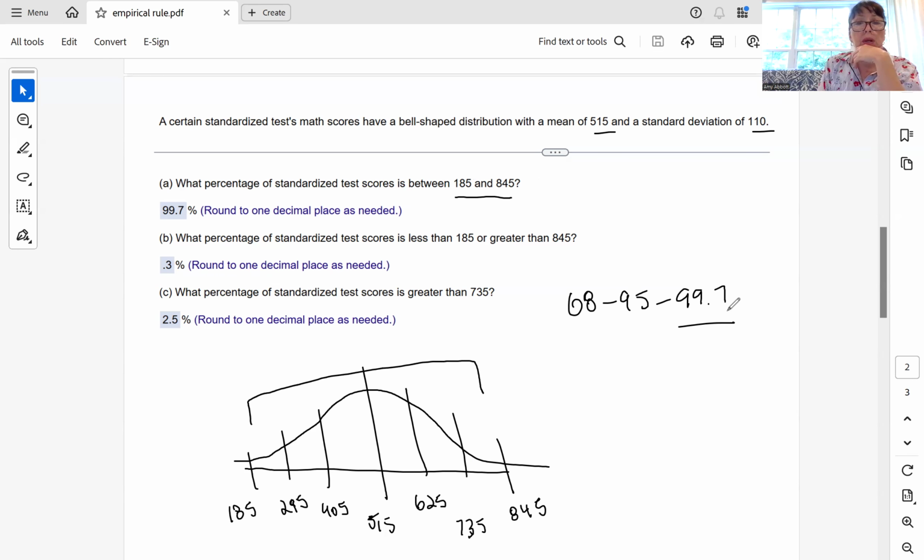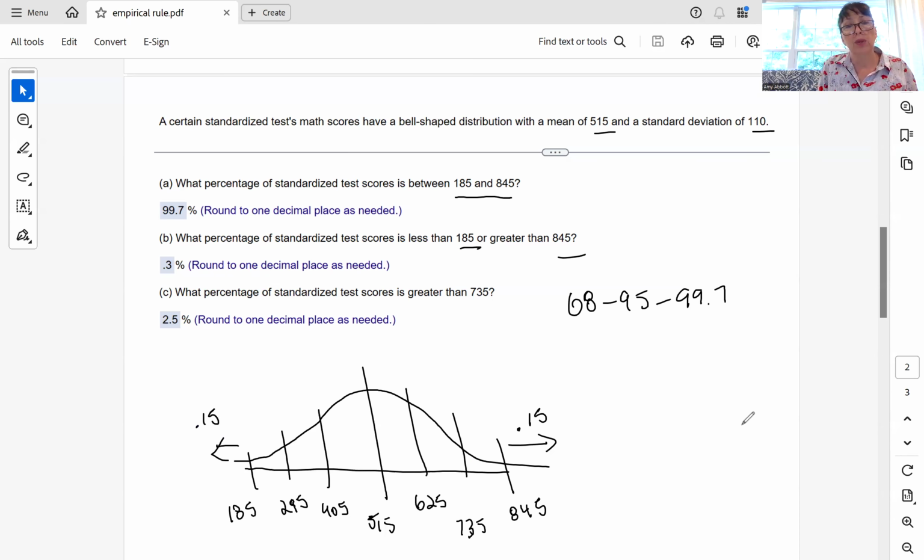Then they want to know less than 185 and greater than 845. Those were the 2 little pieces that were on the outside, which hopefully you wrote down. Those little pieces on the outside were just 0.15. So add those 2 up, and that adds up to 0.3. And then the next one wants to know, what about a score greater than 735? So that would be these 2 bars. So the 0.15 and that bar right there, which was 2.35, which adds up then to 2.5.